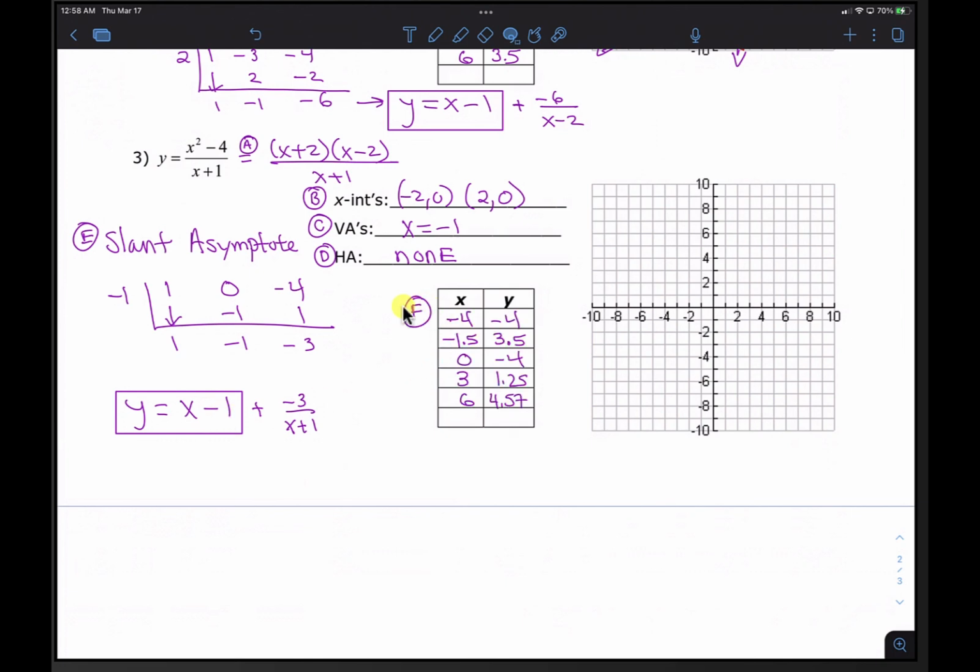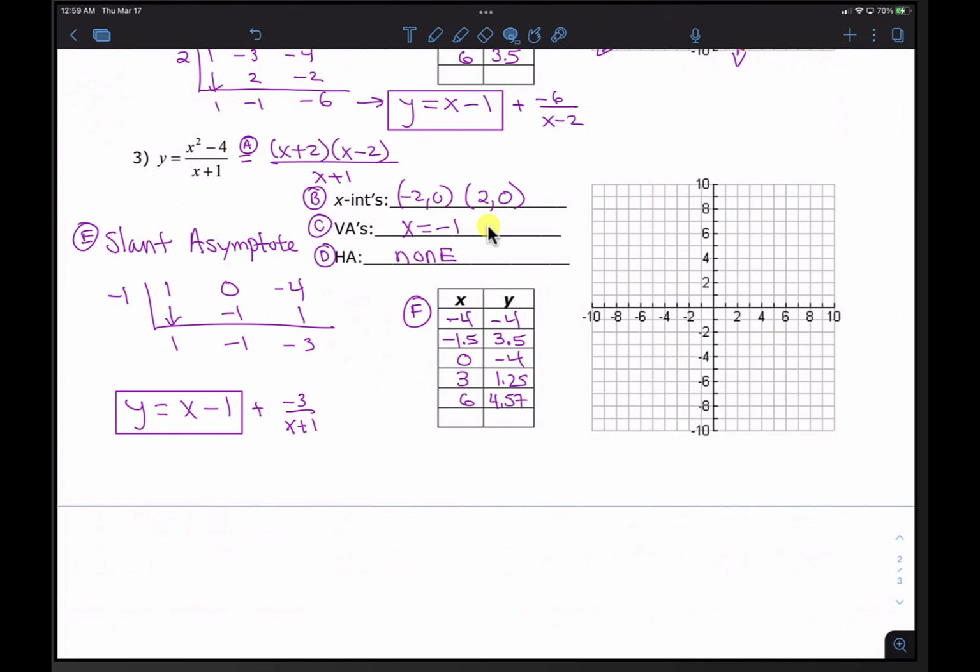We can then go to step F, which is filling in our table. And again, I'm just arbitrarily picking points that are around these x-intercepts and also around the vertical asymptote here. So I'm just arbitrarily picking points that are somewhat close to this information here.